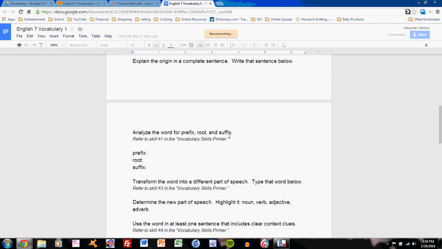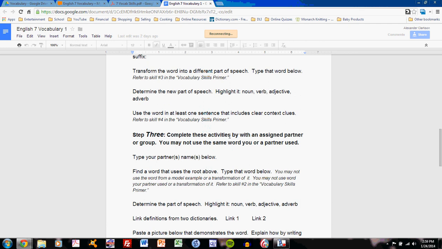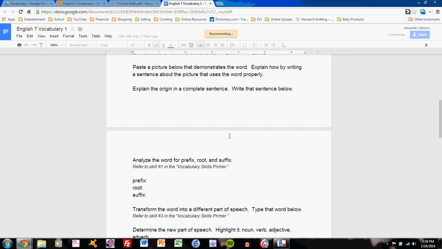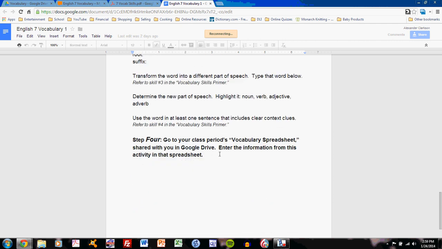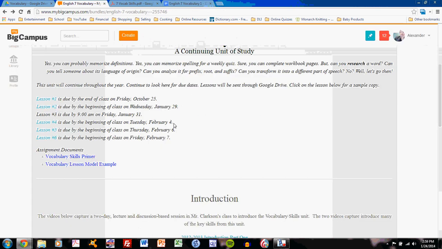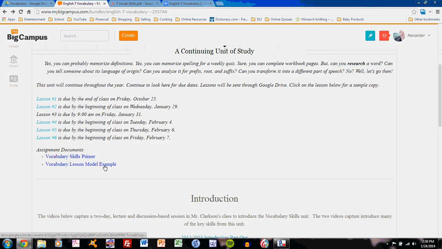Once you've completed all those tasks, you'll group with a partner. You and your partner will do the same tasks over again, but you will find a new word and work together. You must complete work on your own before you can work with someone else. Finally, you will enter your word into the vocabulary spreadsheet shared with you in Google Drive. We'll discuss that last. Let's go back to the MyBigCampus bundle and take a look at the model example.